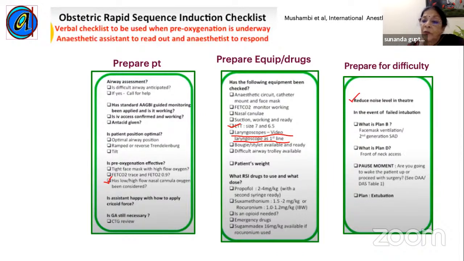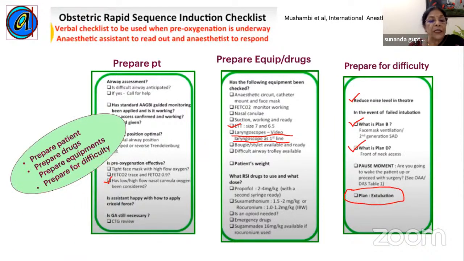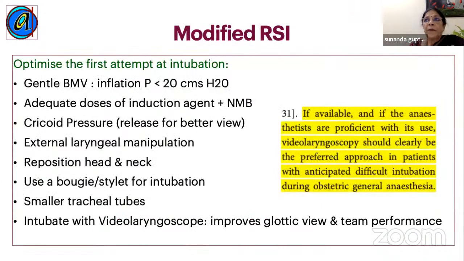And then for preparing for difficulty, you should always, as a team leader, reduce the noise level in the theater and stop people from talking around. And in the event of a failed intubation, do you have a plan A and plan B in place? And what are your plans for extubation? All these should be included in the checklist and verbalized. So preparing the patient, the drugs, equipment, and for difficulty will help you optimize maternal and neonatal outcomes.